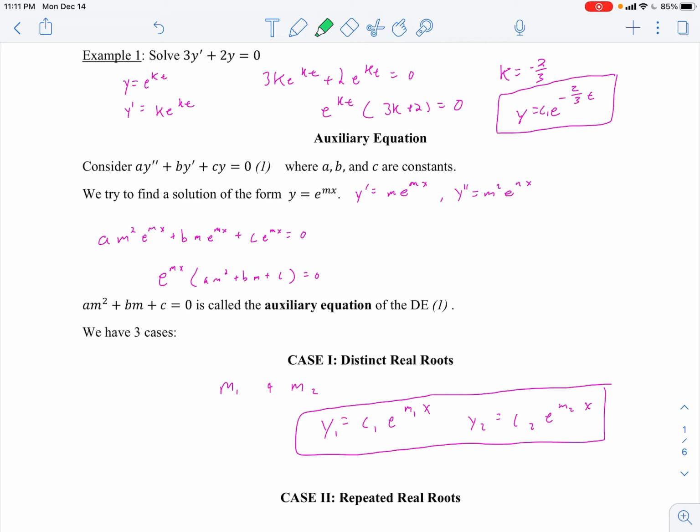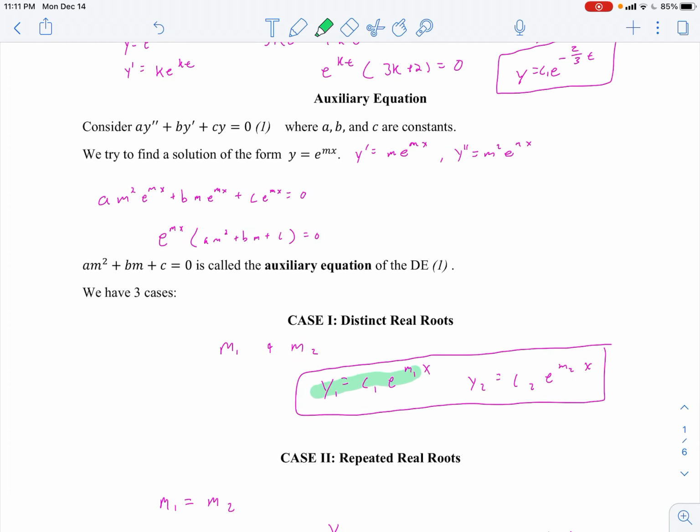The first case is when we have this auxiliary equation, which is a quadratic equation, and we find solutions m1 and m2 that are different. So our two solutions for that auxiliary equation are two different numbers, all right? If there are two different solutions, then our y sub 1 is just going to be c sub 1 e to the m sub 1 of x, and then y sub 2 is going to be c sub 2 times e to the m sub 2 x.